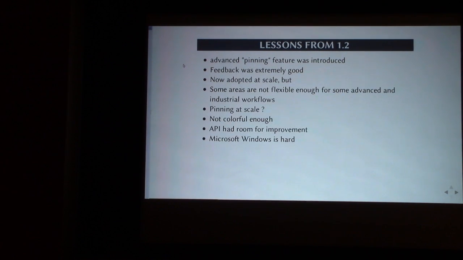Last version of OPAM is 1.2, and it mainly brought an advanced pinning feature, which allowed very nice workflows to create new packages and test packages easily, and that was really well adopted, and people liked it very much. But soon what happened is that big users were using it so much that they started to find limitations with it. Namely, you can pin one package in one local switch in your repository, but it's not easy to share or to propagate your local definitions. The API could be improved, and also Microsoft Windows support wasn't quite there.